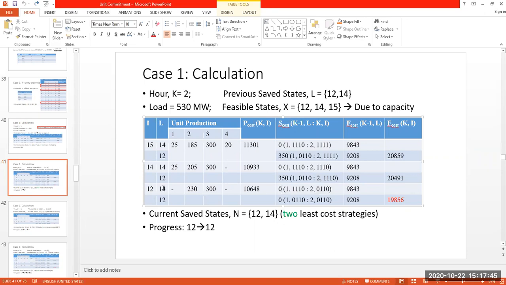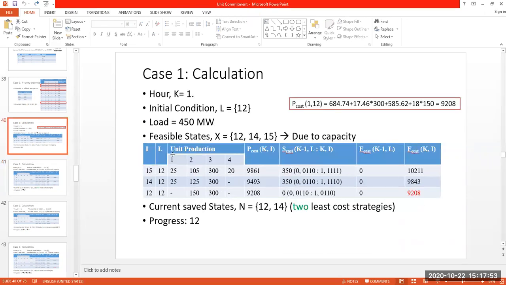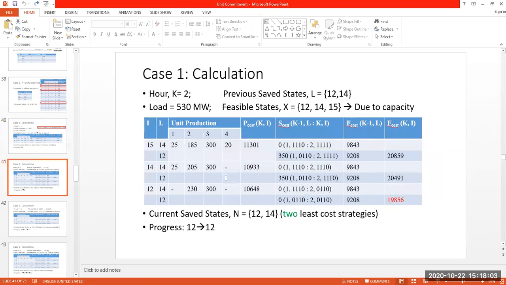Okay. So this is the P cost. And what was the F cost at state 14? That is saved, and that is taken from slide 40. This is associated with state 14. Okay, you see 14, 9843. So you take 9843.